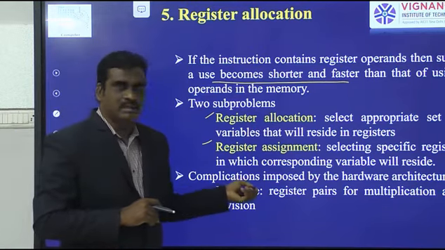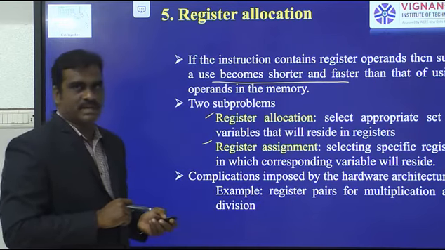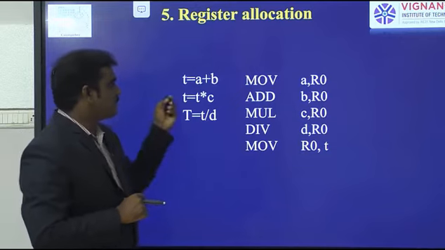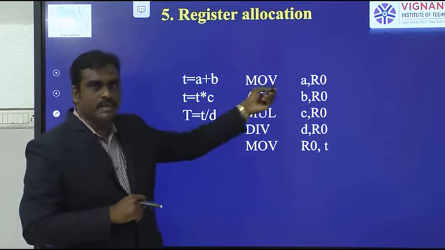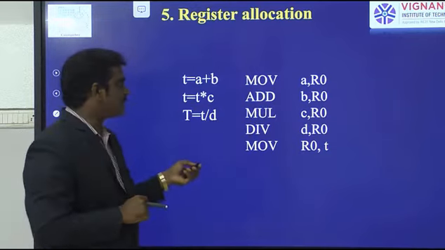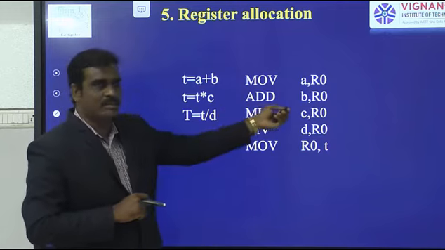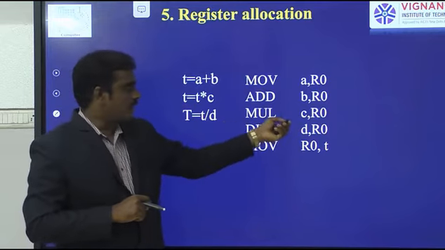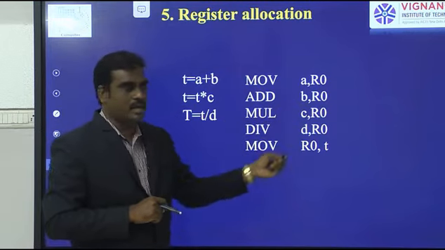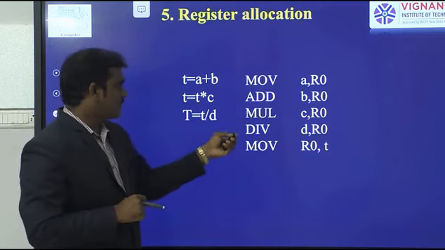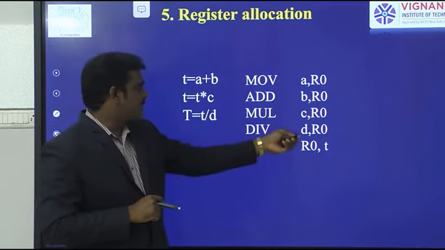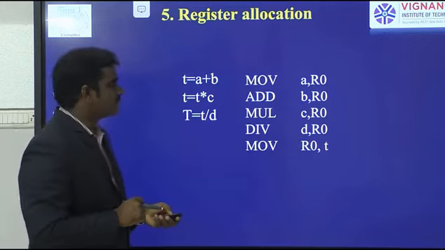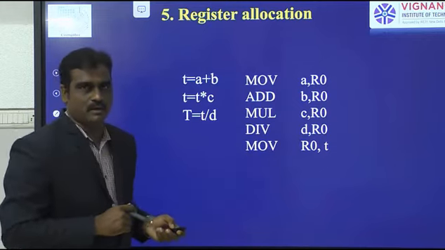So example is register pairs for multiplication and division. See, t equal to a plus b. So move a to some register R0, add b comma R0. Next one, t star c, multiplication, c comma R0 because the addition value is in R0. Division, d comma R0. Next move R0 comma d. It may be depending upon the hardware architecture.